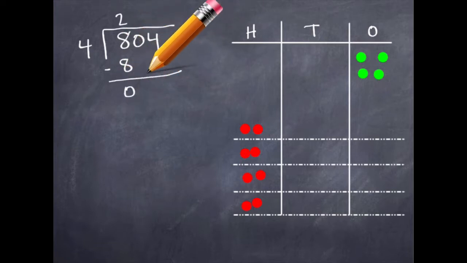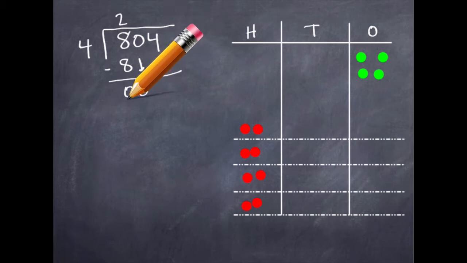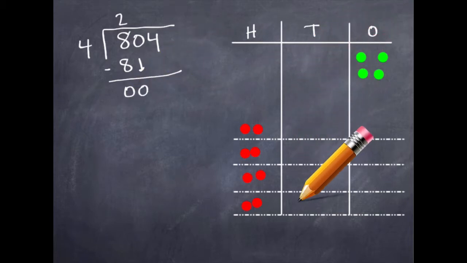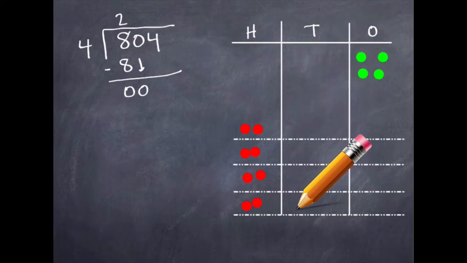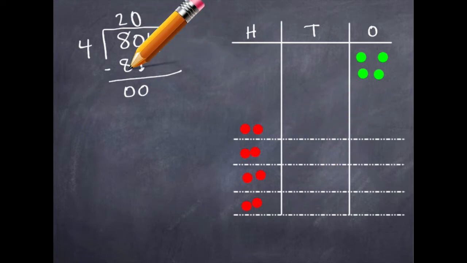Now we're going to move on to this 0. Right now I have 0 tens. So can I take nothing and put it into these 4 groups? If I take that nothing and put it into 4 groups, how much is going to be in each group? Nothing, right? They're going to be empty. So there's going to be 0 in those groups. Nothing is getting moved around, nothing's getting put into groups, nothing's getting divided. So I'm going to put a 0 there because nothing's getting moved.